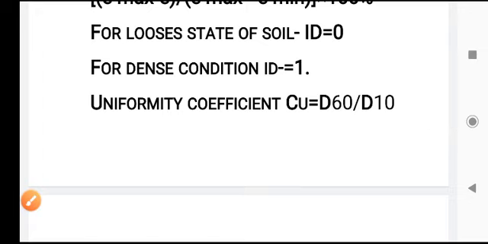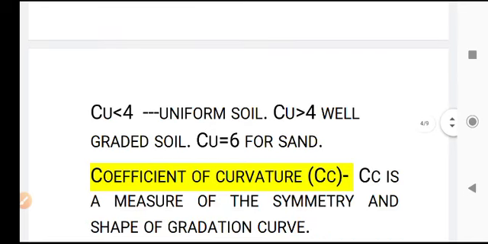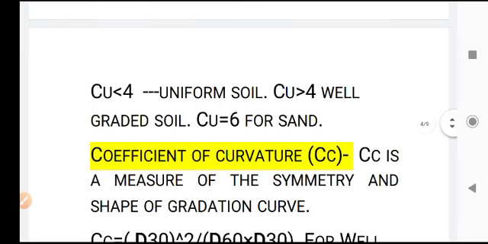Now coefficient of uniformity is denoted by C_u equals D60 by D10. D60 is the size below which 60% of material by weight is smaller. Similarly, D10 is the size below which 10% of material by weight is smaller. If C_u is less than 4, it is called uniform soil. For greater than 4, well graded soil, and C_u equals 6 for sandy soil.